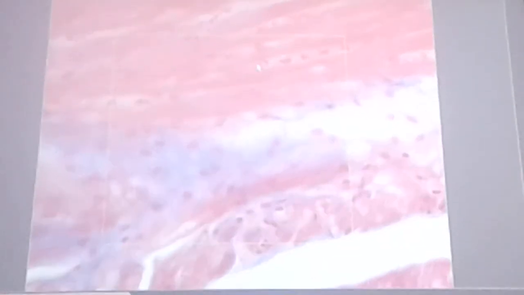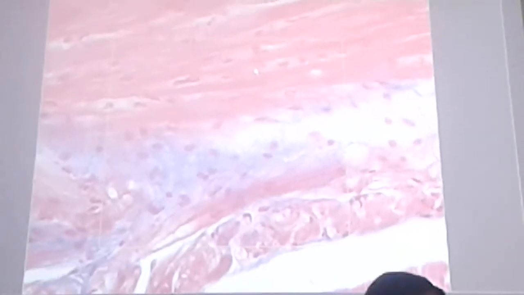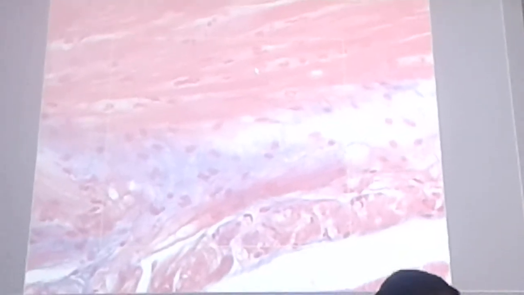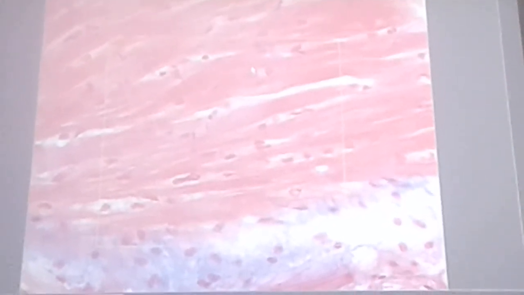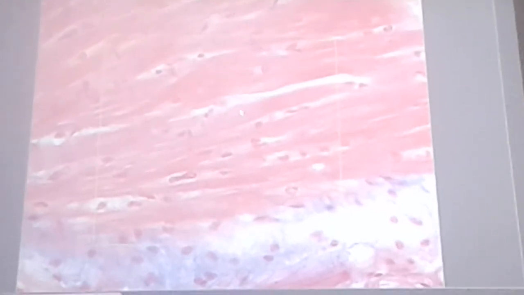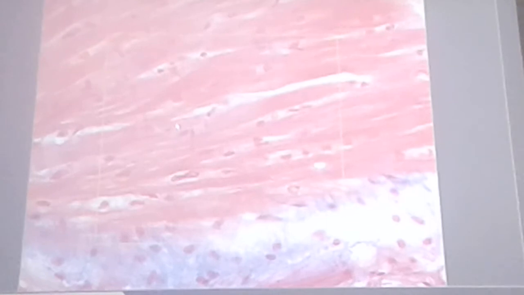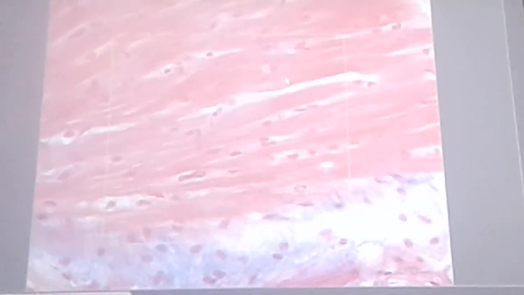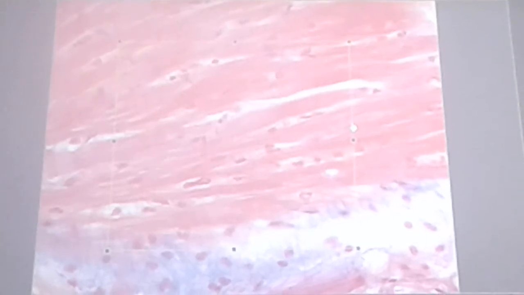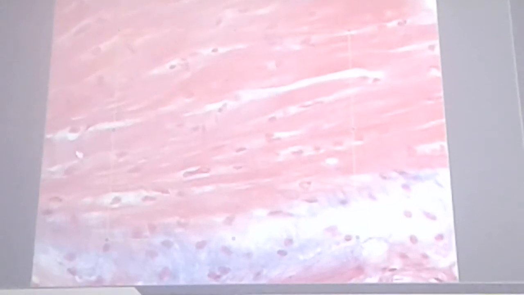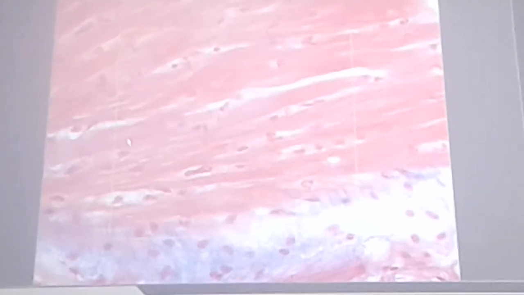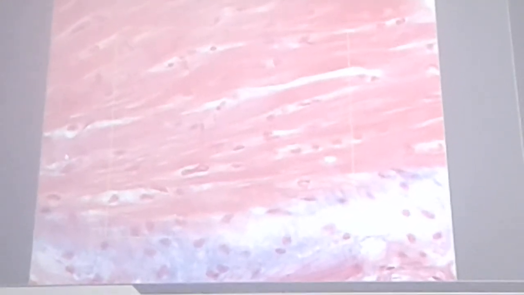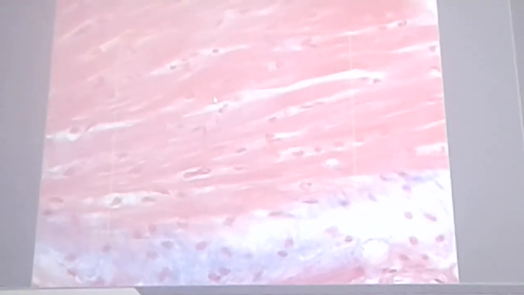I'll magnify the unit further. Can you see the striations? Like this. The striations are more clear here, okay? You can see lots of striations. These are dark A bands and light I bands. So these are all cardiac muscle fibers. And as you can see, the cardiac muscle fibers have branches. Okay, they form branching like this.